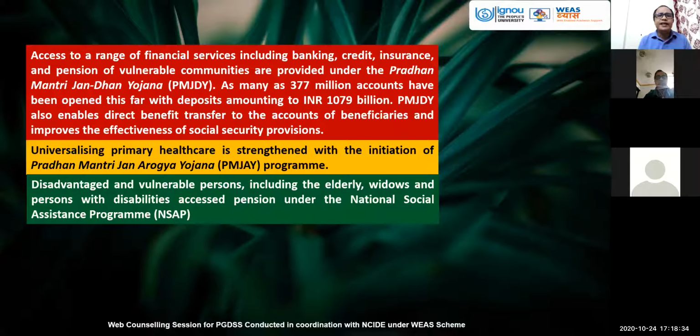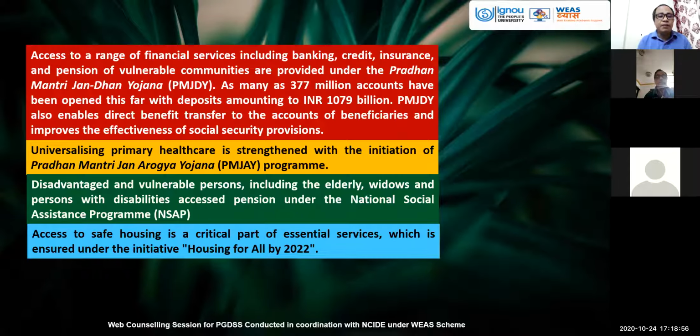Again, if you look into disadvantaged and vulnerable persons, to provide social security for them, including the elderly, widows and persons with disability, assisted pension, we have the National Social Assistance Program. These are some of the programs we are effectively implementing. And another is, when you talk about the basic needs of humans, as we used to say in Hindi, roti, kapda, aur makan. Housing is one of the basic needs. So our effort is to give access to safe housing, which is an essential service, ensured under our initiative of Housing for All by 2022.